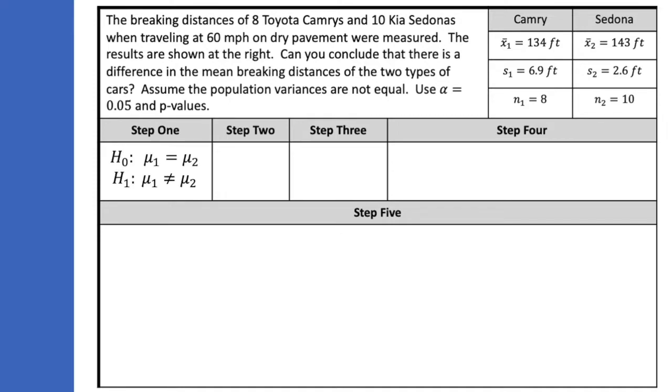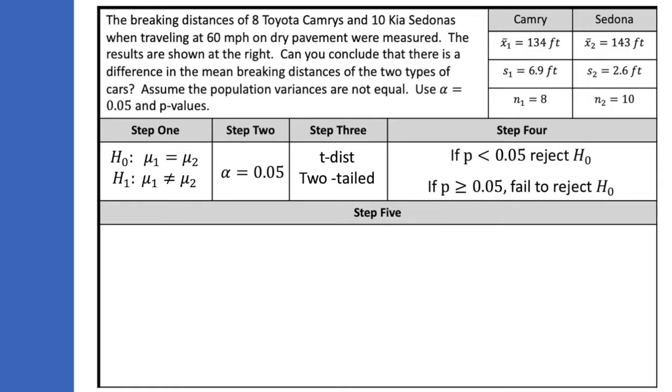So our hypotheses are that the means are equal for the null, and for the alternate that the means are not equal. We've got a 0.05 significance level. We're using a t-distribution two-tailed test. So our rejection rule would look like this. If p is less than 0.05, we'll reject the null. If p is greater than or equal to 0.05, we'll fail to reject the null.